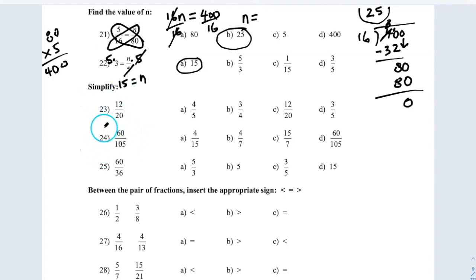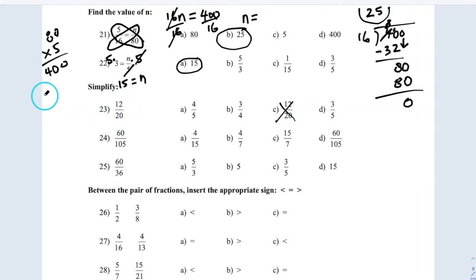Let's go next. 23, simplify. I need to simplify a fraction. So when you simplify a fraction, the idea is to make it as small as you can. Not big. So this is not an answer. You want to make it as small as you can. Now, how can I do this?